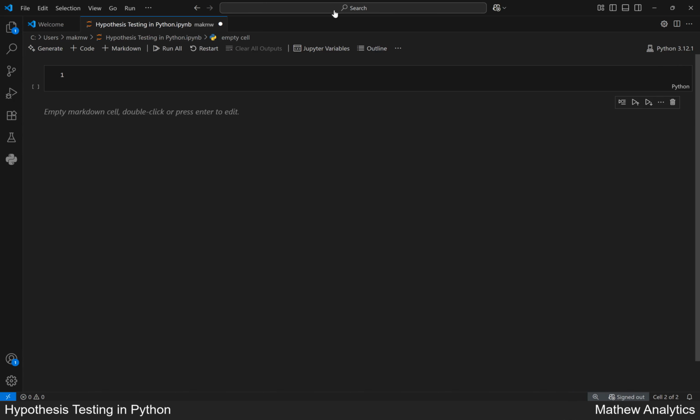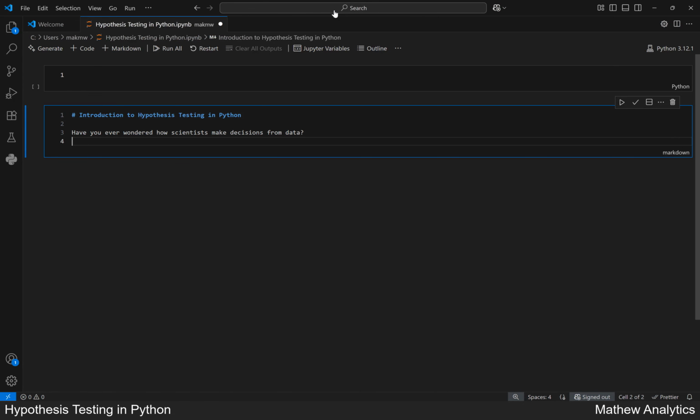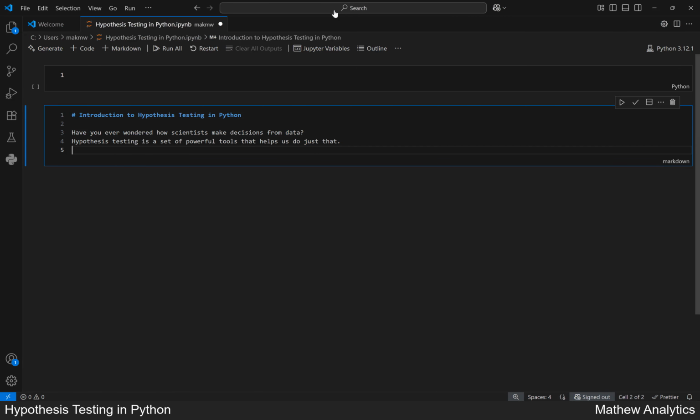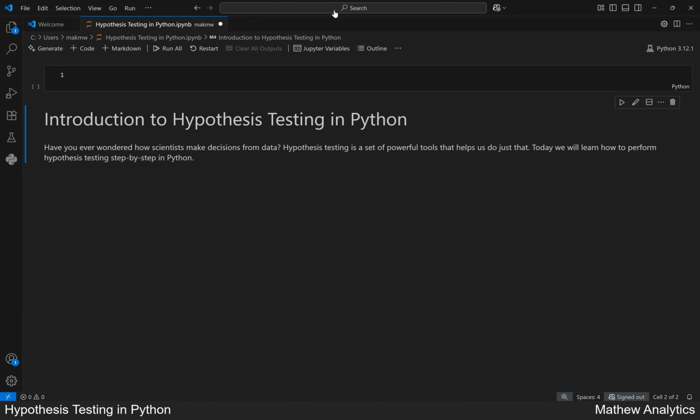Introduction to hypothesis testing in Python. Have you ever wondered how scientists make decisions from data? Hypothesis testing is a set of powerful tools that helps us do just that. Today we will learn how to perform hypothesis testing step by step in Python. Running the cell now. Let us get started by exploring the building blocks of hypothesis testing.